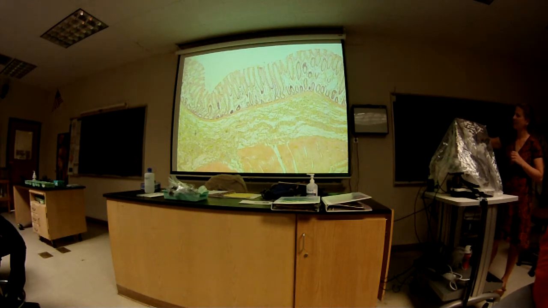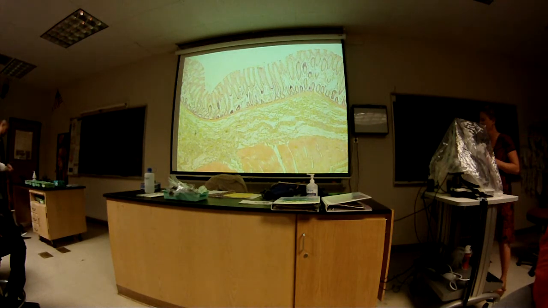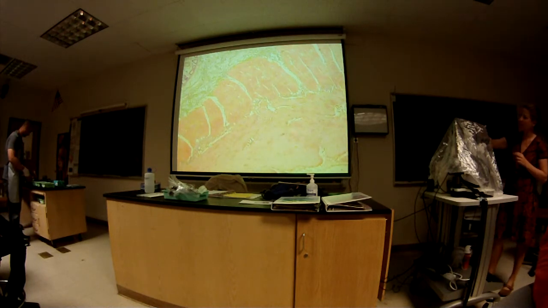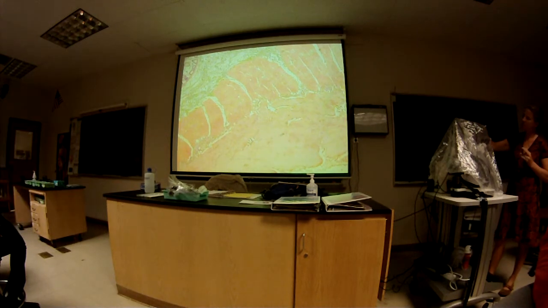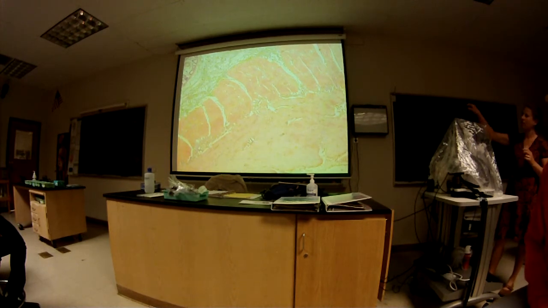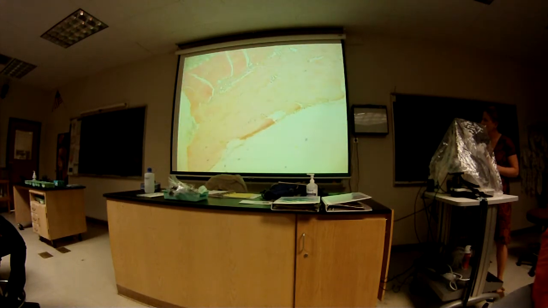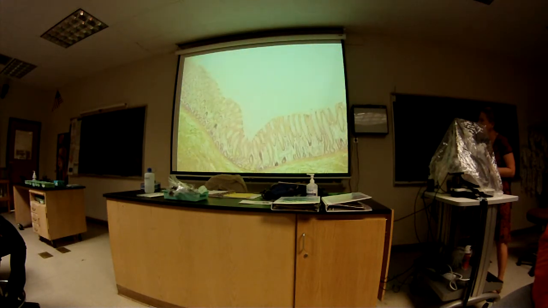Okay, how about this main layer from here to here? Submucosa. Good. Okay, how about this main layer from here to here? Muscularis externa. And you can see the different layers. Here's the inner circular layer and the outer longitudinal layer. And then a very thin serosa right there. Those are the main layers.